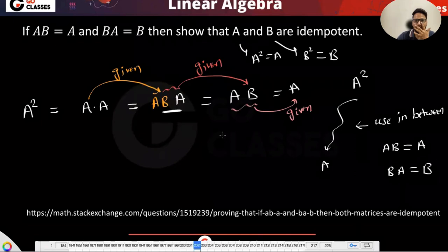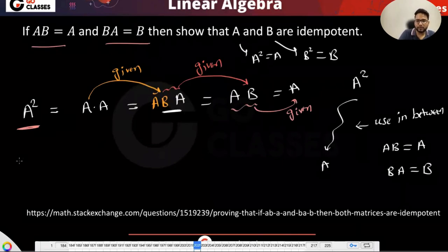Okay. So I can say that A square and A both are equal, which means I started with A square, and in between I have used this and this. And then finally I was able to prove that this is nothing but A. So it means that if these two are true, then A is idempotent.